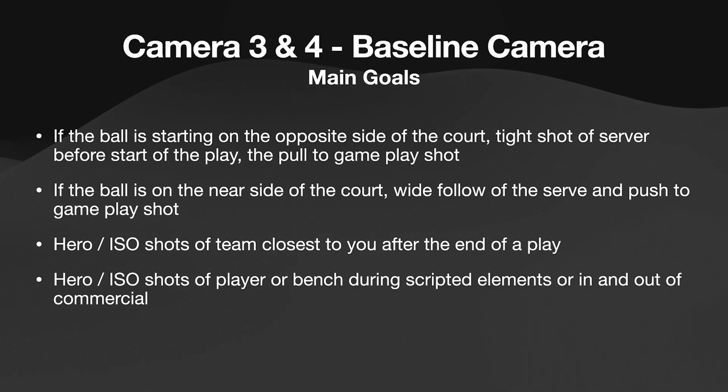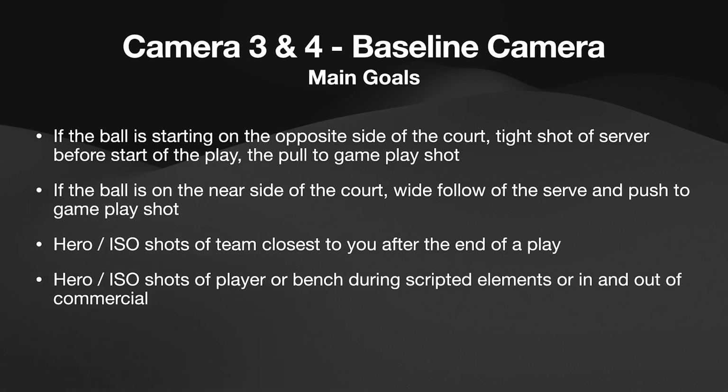But that changes if the ball is on the near side of the court to your camera. So for example, if you're operating camera 3, which is on the left side of the court, if the ball is being served from the right side of the court, then you're getting a tight shot, you're doing a pull, going to your gameplay shot. But if the ball is on the left side of the court, which is closest to your physical camera, then you're actually going to start wide. And you're going to follow the serve kind of with your tilt as they serve the ball, and then you'll do a push to establish your gameplay shot. Again, I'll show you examples of all this in just a second.